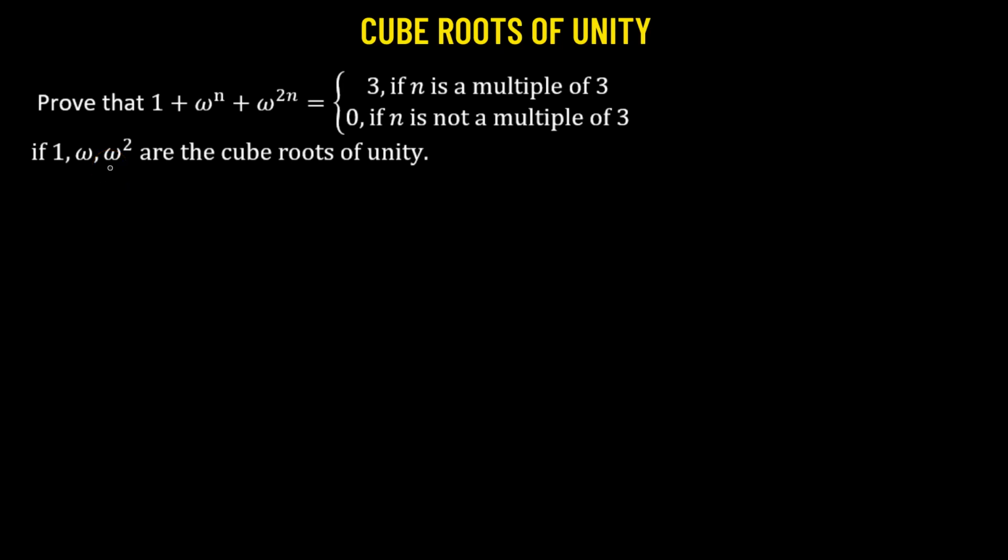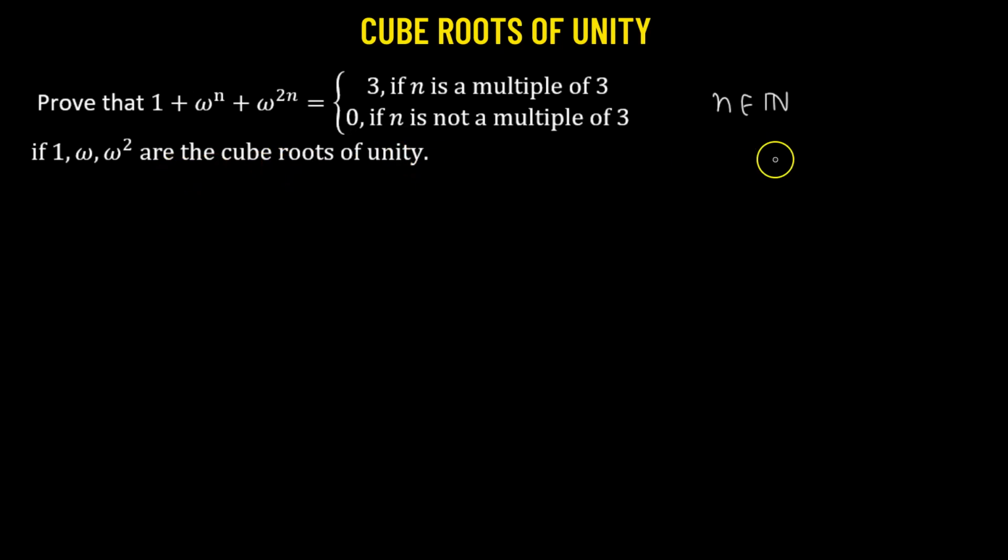In this problem, we have to show that 1 plus omega raised to the power of n plus omega raised to the power of 2n is going to have two values: a value of 3 if n is a multiple of 3, where n is a natural number, and 0 if n is not a multiple of 3. And it's also provided that 1, omega, and omega squared are cube roots of unity.